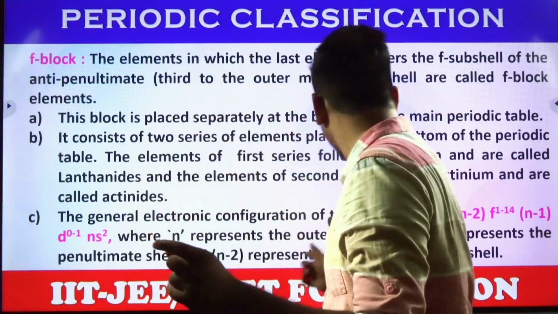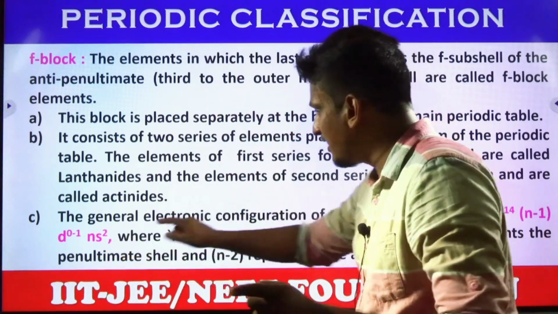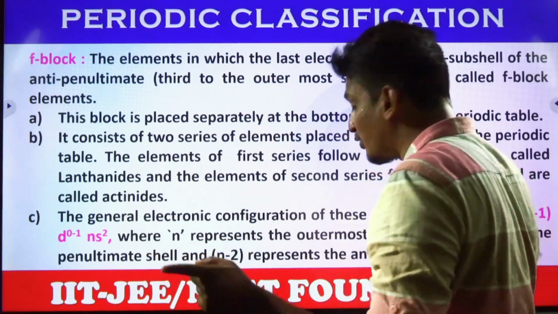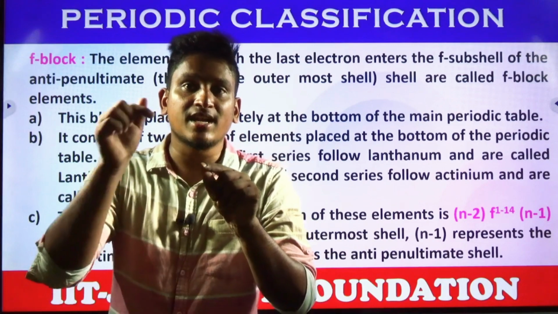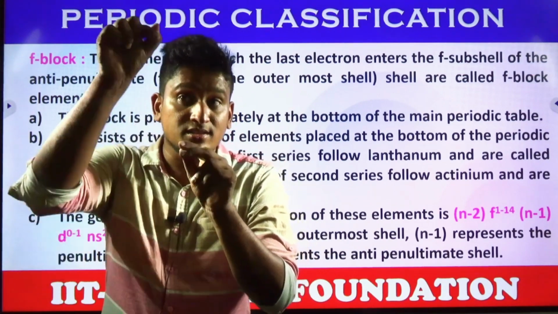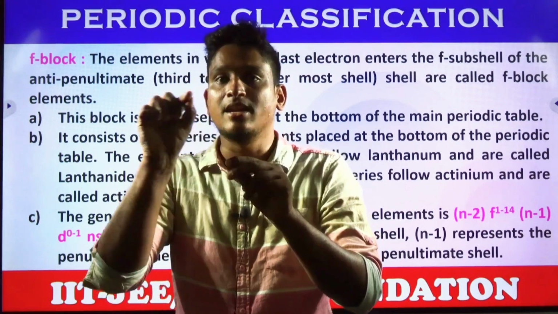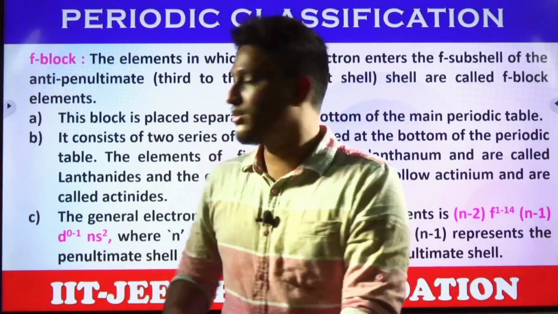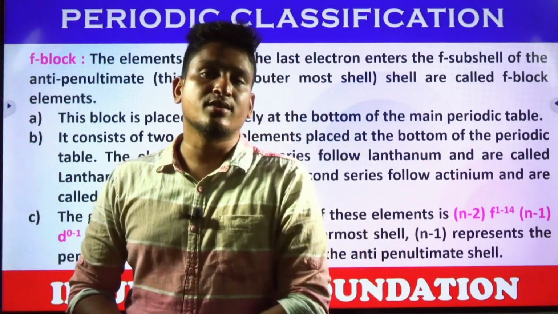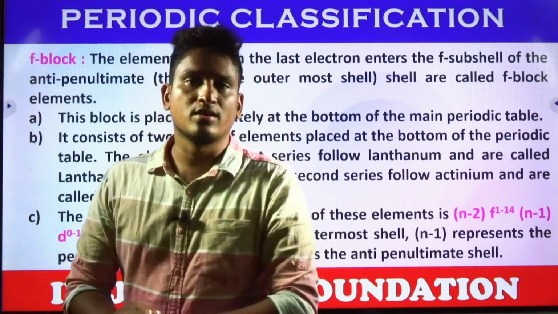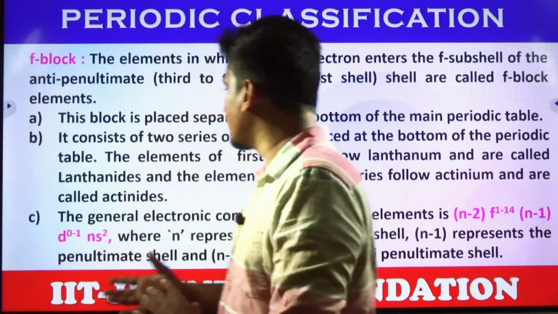That's why you can see the general configuration also. It is NS2, N-1 D 0 to 1 as well as N-2 F 1 to 14. Why N-2 here? Because the last entering electron is entering into the last but two shell. That is called the anti-penultimate shell. That's why N-2. And N-1 D 0 to 1. Why? Because of energy changes, in some elements electrons can also enter the D orbitals, which are in the penultimate shell. So these are all about the F block elements, the general configuration.